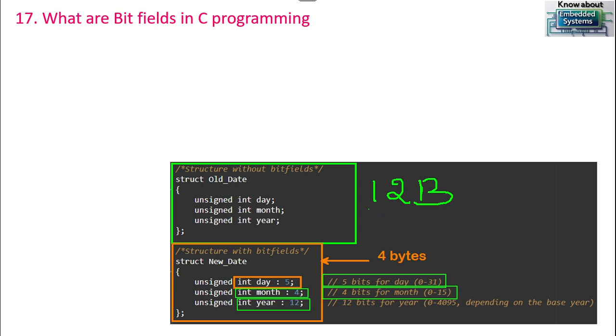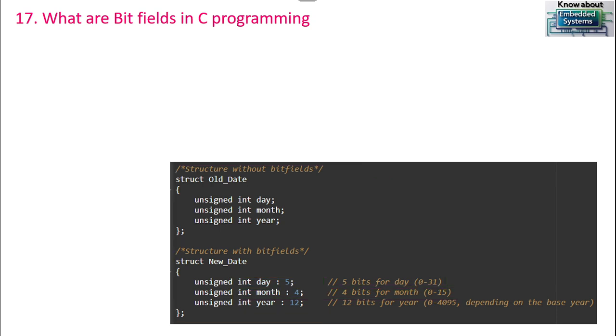But in the previous example, it is taking 12 bytes and the new date will take 4 bytes. So what do you mean by this? This is because of bit fields. With the help of bit fields, we can tell the compiler how many bits I require, and only those many bits the compiler will allocate to that particular variable. So this configuration is called bit fields. Let us understand its definition, and later we will see one example.